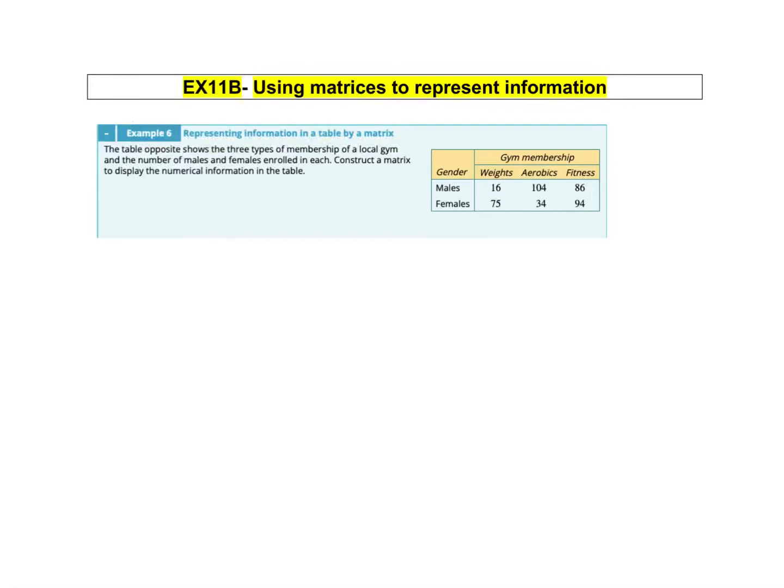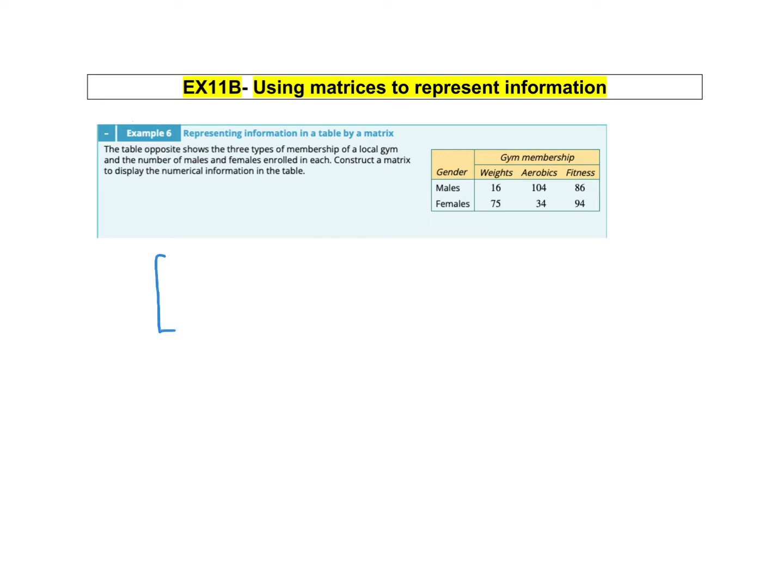Okay, so we're looking at matrices today, and we're just looking at how they display information in this chapter. And you do just get a few little questions we saw yesterday on that. So here it says, the table opposite shows 3 types of membership at a local gym. The number of males, females enrolled in each class. Construct a matrix to display this information in a table. So you simply just have to draw a matrix.